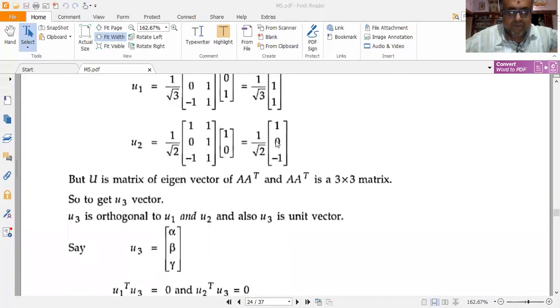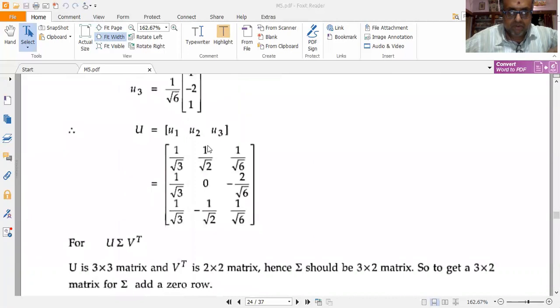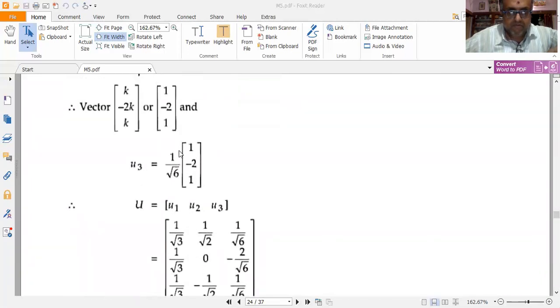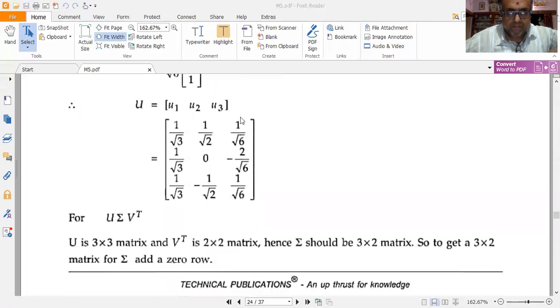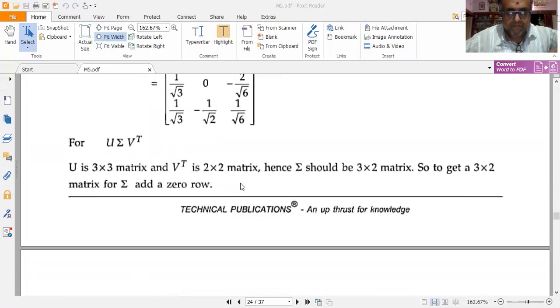U2 is given by 1 by root 2 into 1, 0, minus 1. So 1 by root 2, 0 by root 2 is 0, minus 1 by root 2. Substitute here 1 by root 2, 0, minus 1 by root 2. U3 is given by 1 by root 6 into 1, minus 2, 1. So 1 by root 6, minus 2 by root 6, 1 by root 6. That's what I have done here.